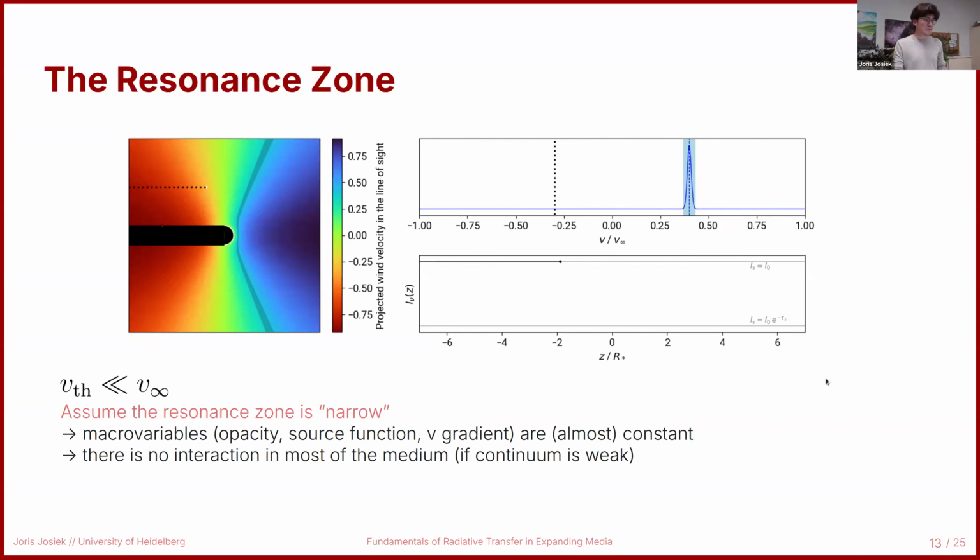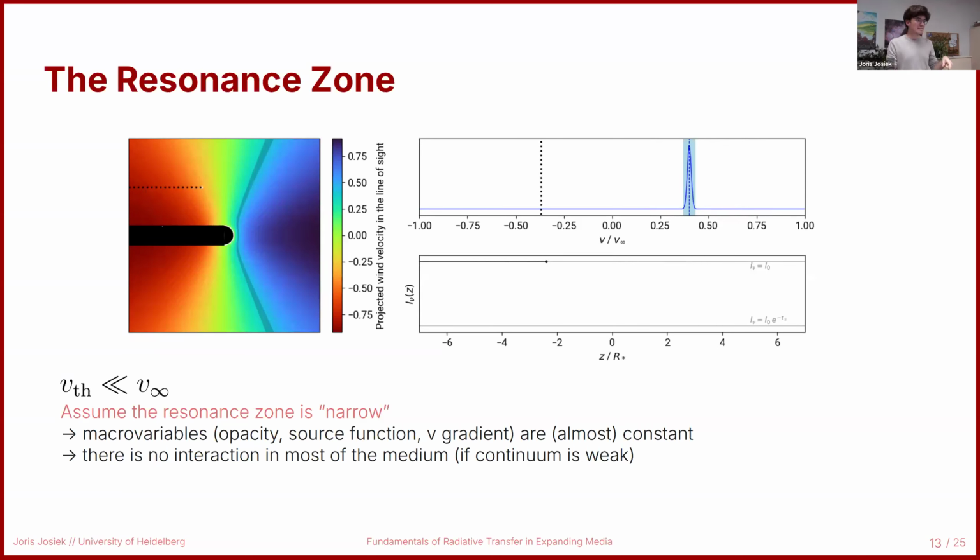So why do we do this? What is the advantage? Well, the advantage is in the case where the resonance zone is narrow. Narrow means macro variables are constant. So opacity, source function, and velocity gradient are constant in the resonance zone. And this is the case when the thermal velocity, so the intrinsic line width, is much smaller than the wind speed.